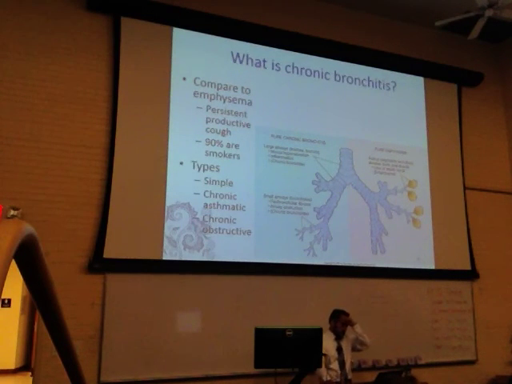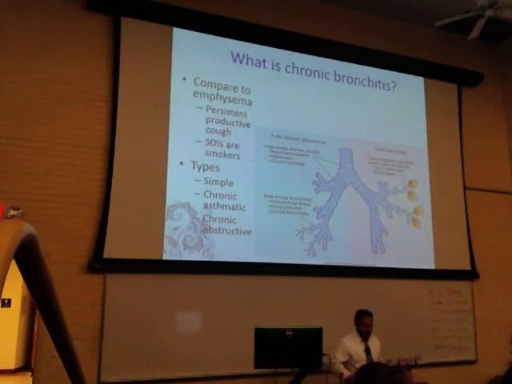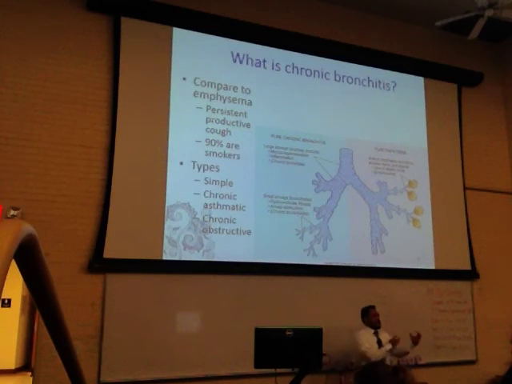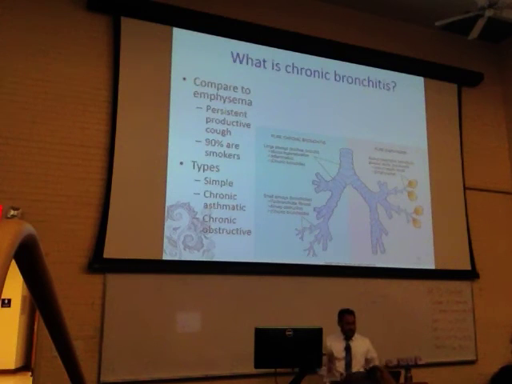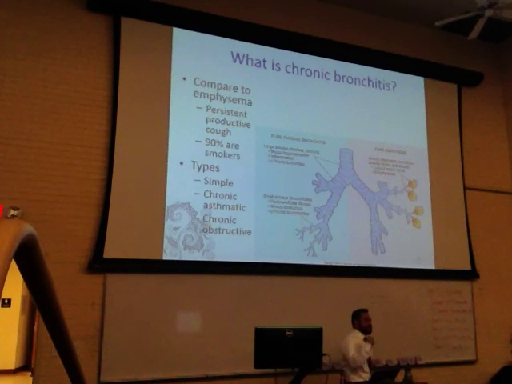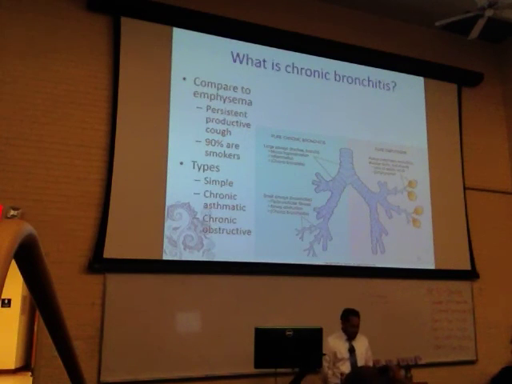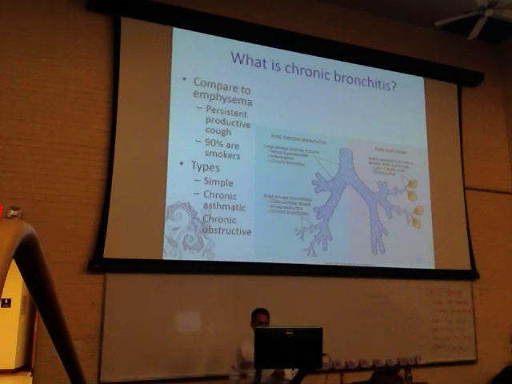And there's 3 main types: simple, chronic asthmatic, and chronic obstructive. The simple is mucus is there, but you haven't obstructed the airway. The chronic asthmatic is you've got bronchospasms that occur intermittently, and you have mucus present in the airway. Chronic obstructive, the last one, is the mucus is so thick that it obstructs that respiratory tree. And this is the one that you typically see in smokers, is the chronic obstructive.